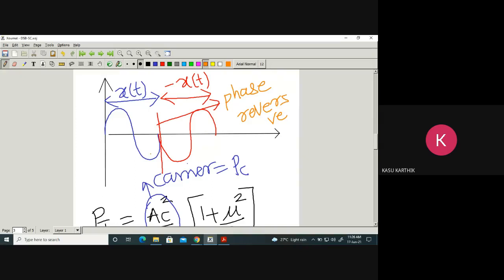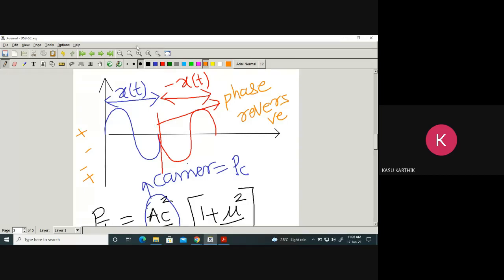What happened? Phase reversal means it was positive, and now suddenly it is becoming negative, or the reverse. The sign changes. If it is positive, it becomes negative, or the reverse. If it is negative, it becomes positive. So this was x of t.